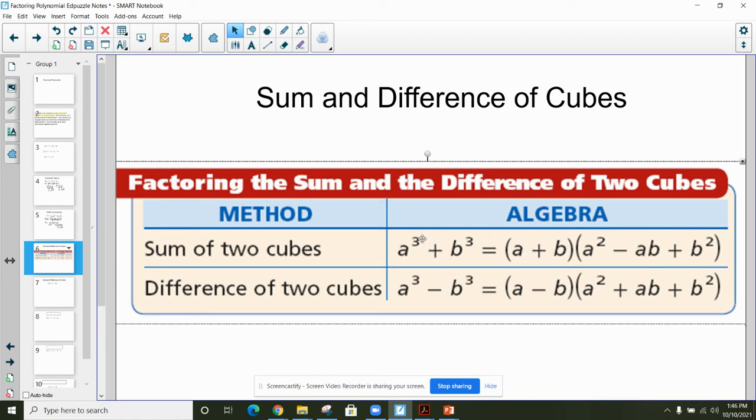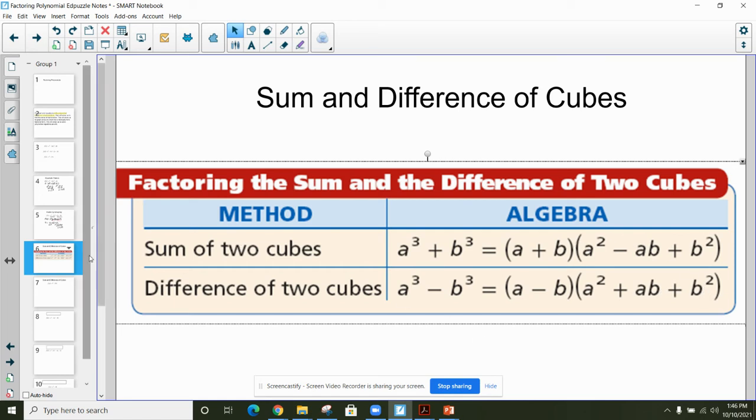A plus b, so you cube root both of those, whatever those terms are, and that's what you get. The sign here is going to stay the same. And then it's going to be a squared minus ab plus b squared. All right, and that's factored form. This quadratic right here will never be factorable. So you're done. This is the form. And if it's a difference, just look, the signs change a little bit. It's a minus b, and then a squared plus ab plus b squared.